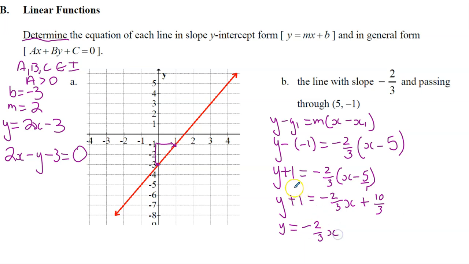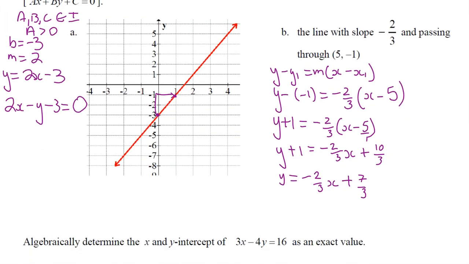-2/3 x. So we said this is 3/3. It's plus. We move it over here. We're going to subtract 3/3, so that'll be plus 7/3. Now, we want to write this in general form. So general form, we can't have any fractions, right? And so our denominator here is 3. So we're going to multiply everything by 3. So 3y is -2x plus 7.